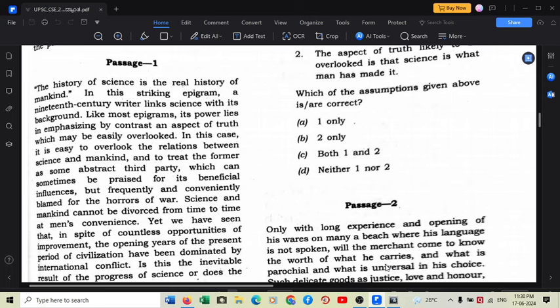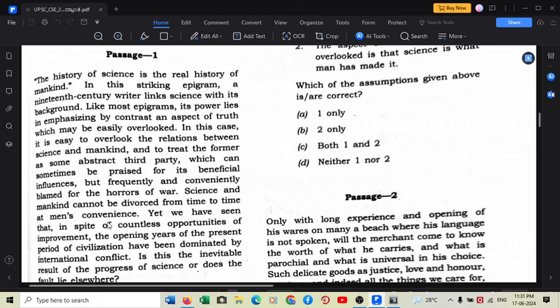Let us give an example about nuclear weapons. Definitely nuclear weapons are the most astonishing and advanced invention of science, but nuclear weapons are dangerous. If one country fires nuclear weapons on another country, there could be a world war because every country is backed by a group of countries. So science has its benefits, and science has its disadvantages also. Reading further: science and mankind cannot be divorced from time to time at men's convenience. So this is also correct.